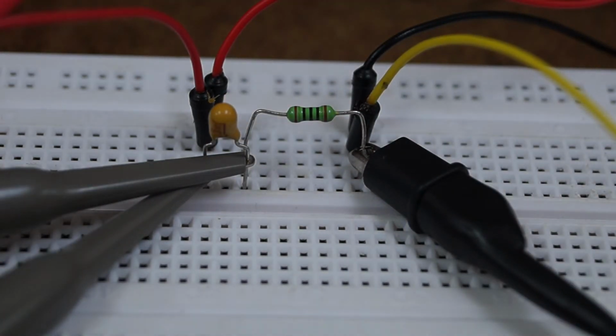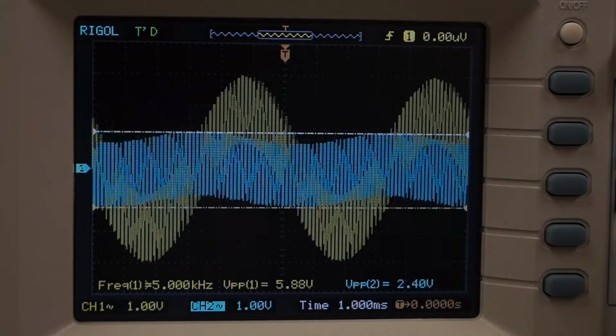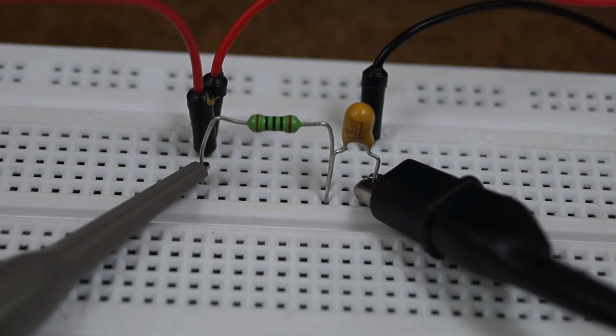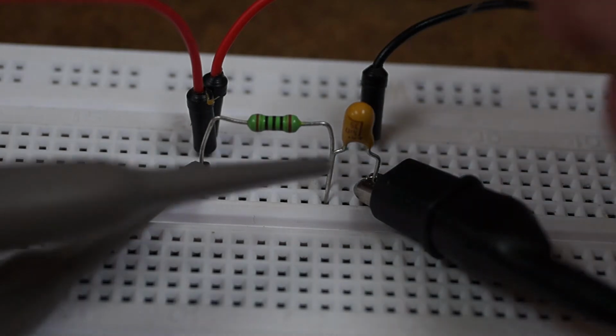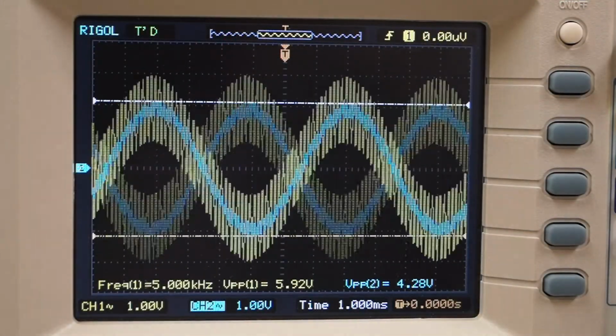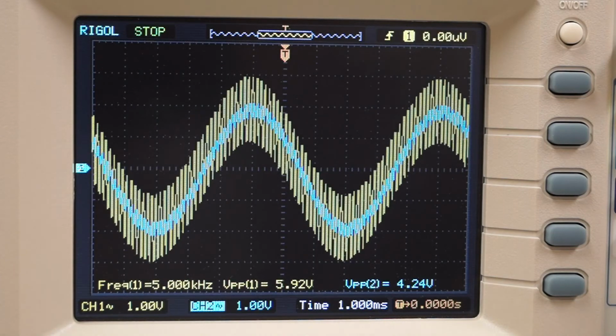First, let's measure the output across the resistor. The yellow trace is the input signal and the blue is the output. When we read the voltage across the resistor, the high frequency remains while the low frequency is almost gone. If we reconfigure the circuit so that the voltage is measured across the capacitor, we see the effect of the low-pass filter. The high frequency has been removed while the low frequency is now quite apparent.